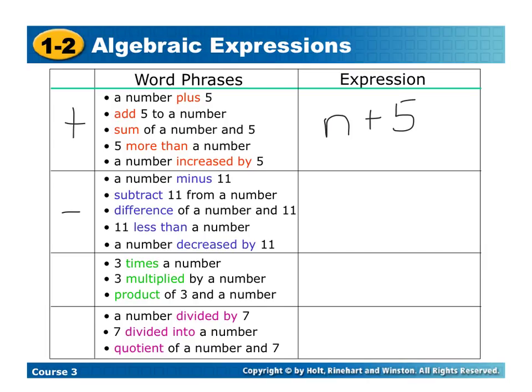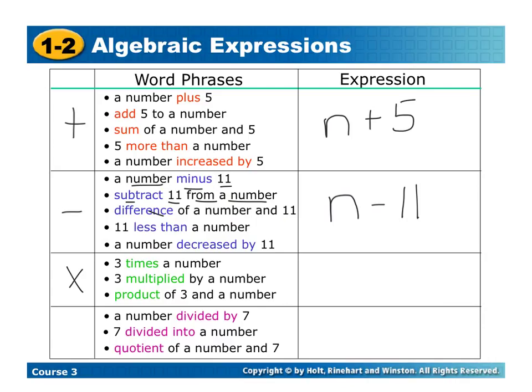Our next one we're looking at is subtraction. Now any of these phrases are going to mean subtraction. So here we have a number minus 11, subtract 11 from a number, the difference of a number and 11, 11 less than a number, and a number decreased by 11. Now here it's always going to be n minus 11. I do want you to take note that sometimes they're written in order, so like a number minus 11, and then here we have subtract 11 from a number. So you have to be careful, especially with subtraction, that you are writing things in the correct order.